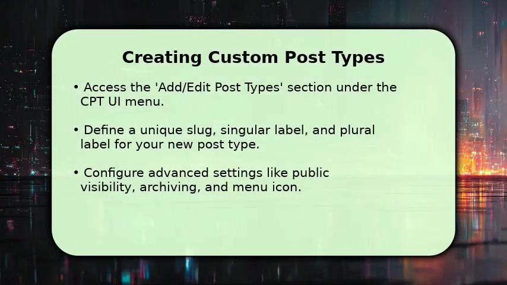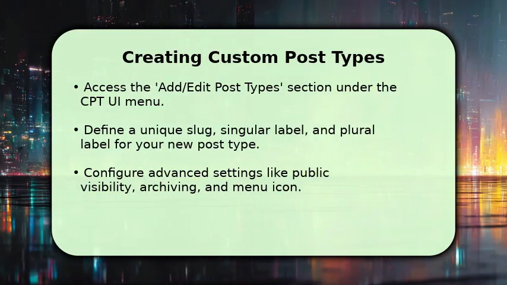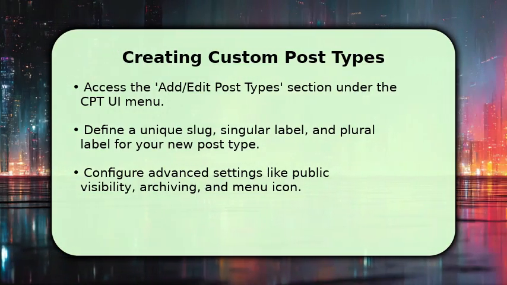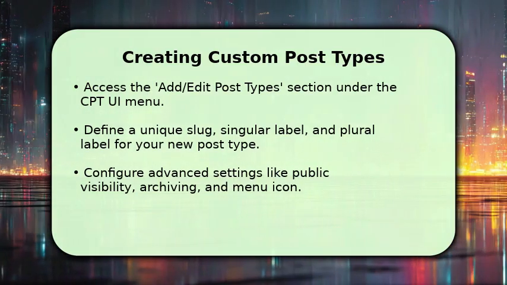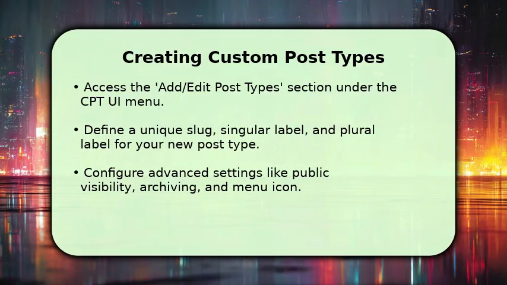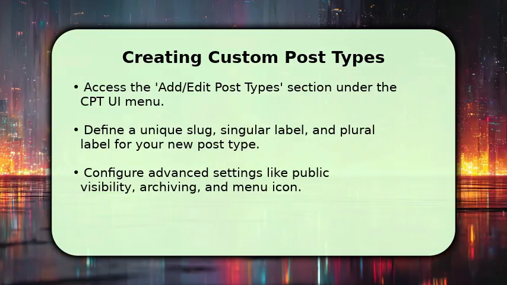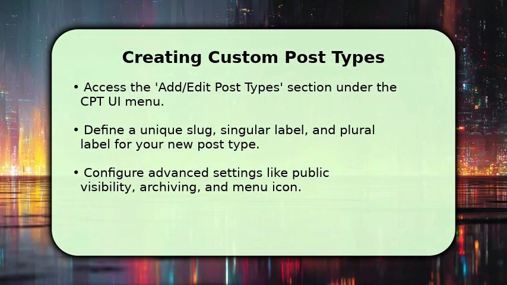Now, let's create your first custom post type. Head to CPT UI in your dashboard and select Add/Edit Post Types. You'll need to provide a unique slug, like books, along with a singular label, book, and a plural label, books. Remember to fill in all the required labels for a smooth user experience. Explore the settings to control visibility, archiving, and even choose a custom menu icon for easy identification within your admin panel.